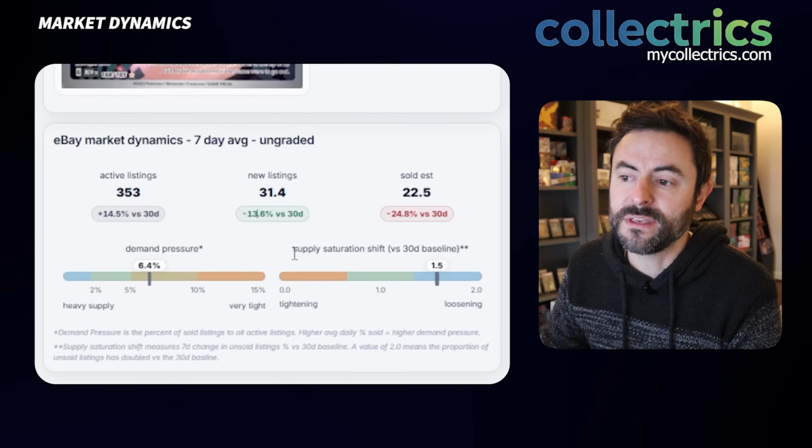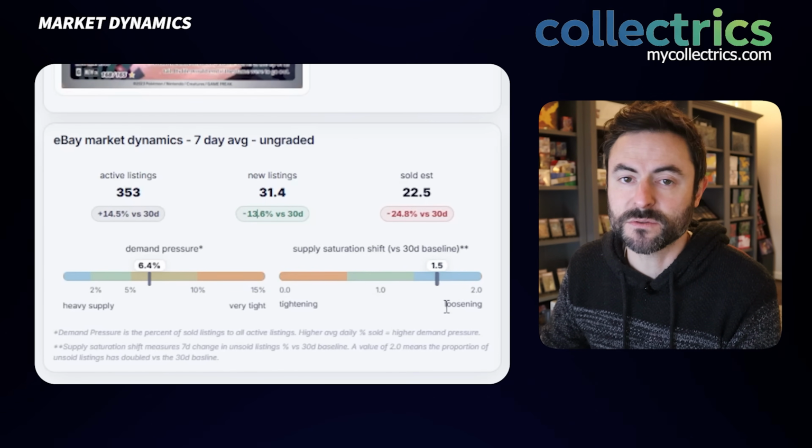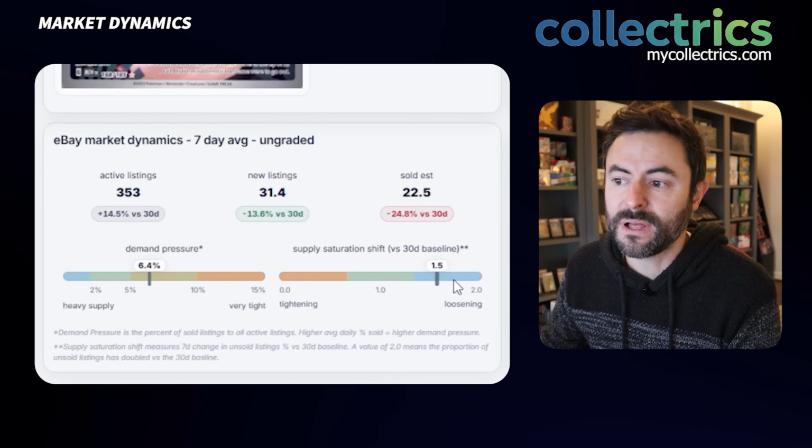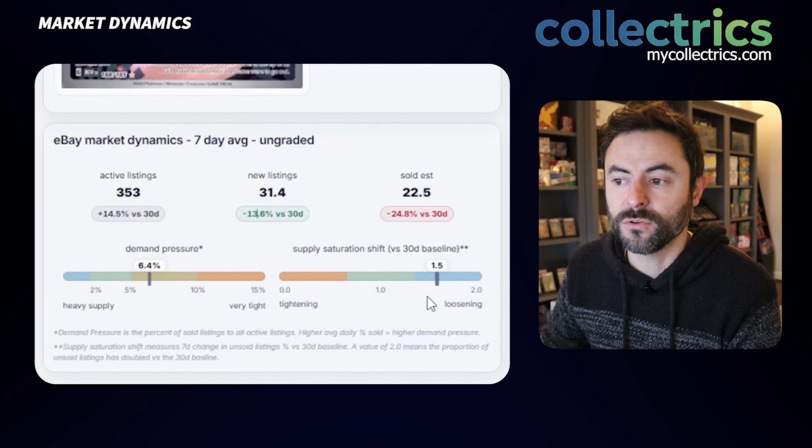You can also see now the supply saturation. So this is the key, as I was mentioning. You can see we are loosening. Our supply is gaining momentum. So we're at a 1.5 in the loosening trend.